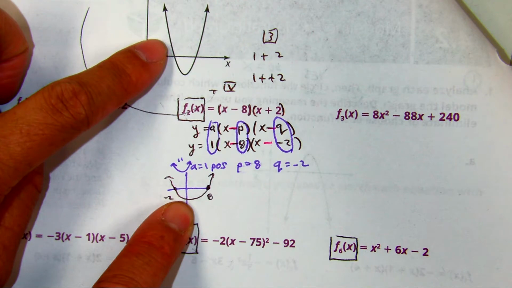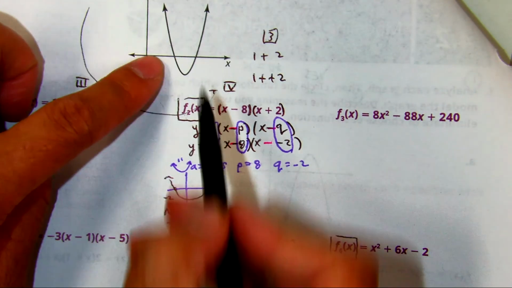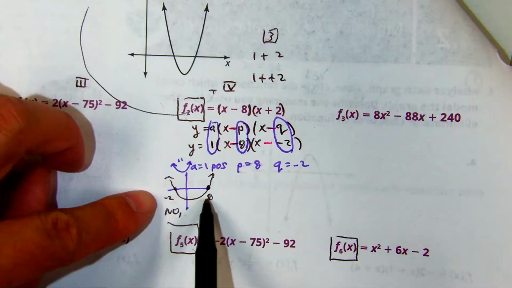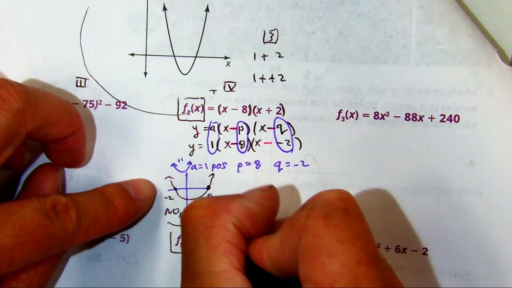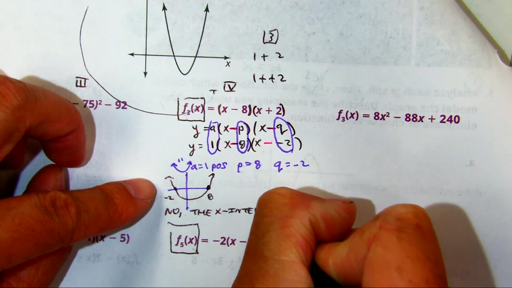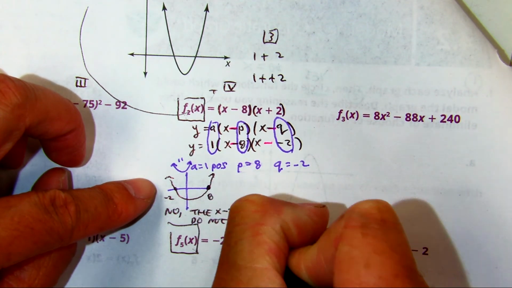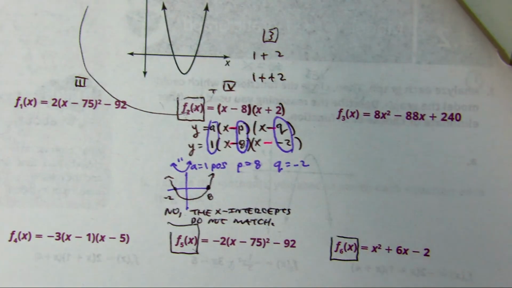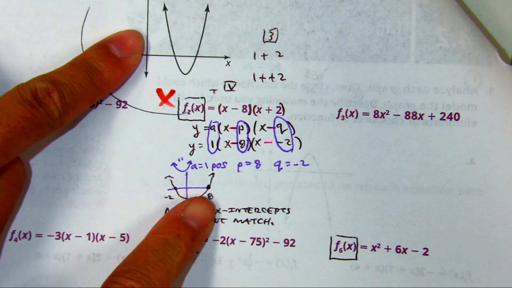Why? So the answer is no. Because this one has both X values in the positive X. Here I have one positive, one negative X-intercept. So no, the X-intercepts do not match. I'm going to put an X by this problem. These two do not match.